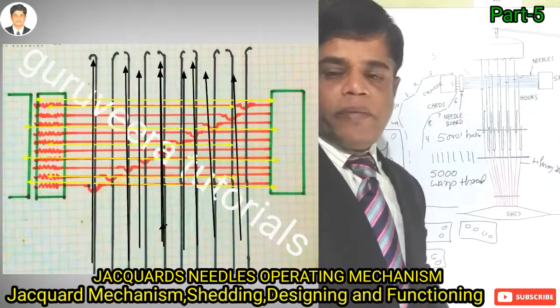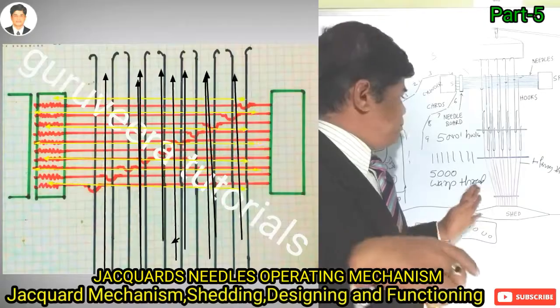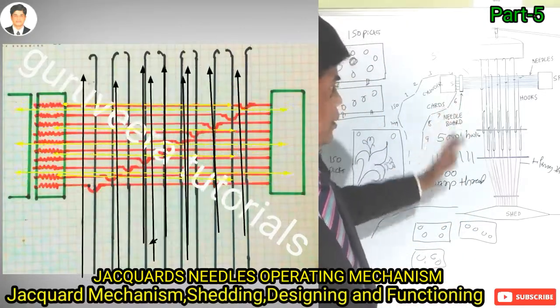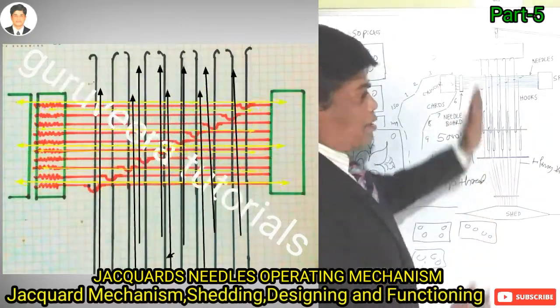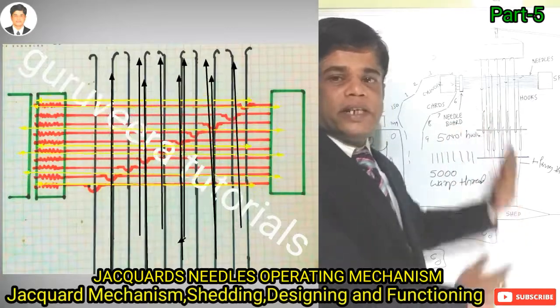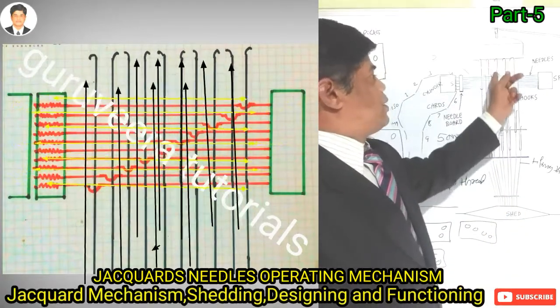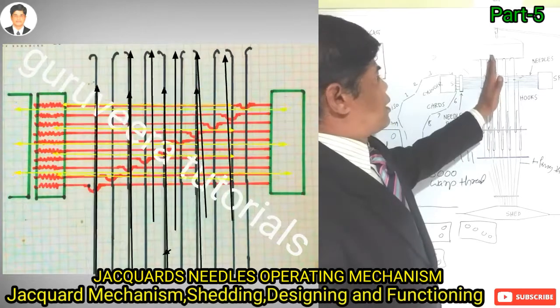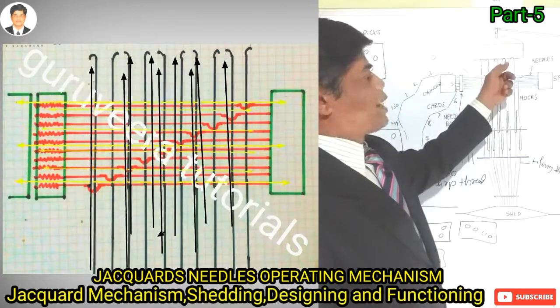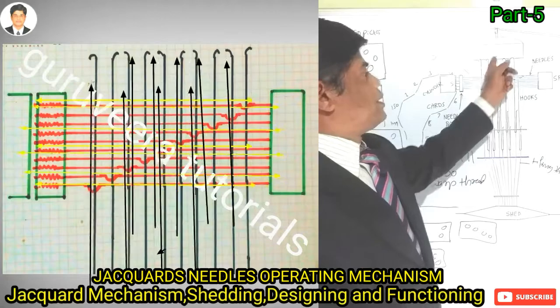Okay, this is the operation. Understand that whichever threads are required for the pick, those hooks are lifted. Whatever hooks are up are lifted by a mechanical mechanism, that is lifting.